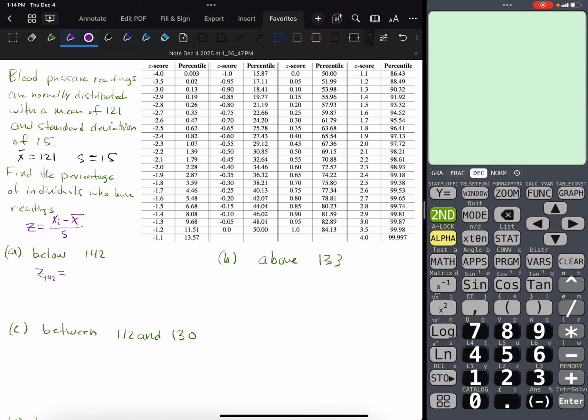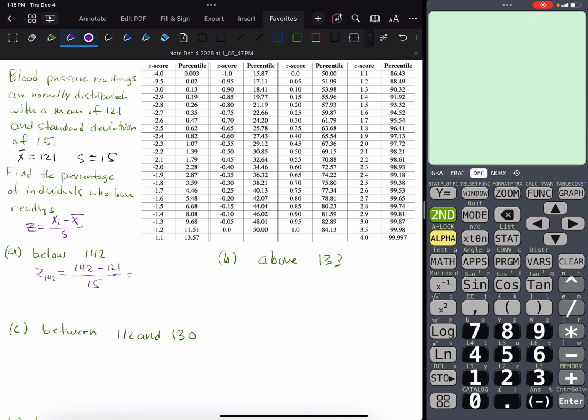I need to remove the mean because my standard normal distribution has a mean of 0 and a standard deviation of 1. And so I need to remove the mean from each value by subtracting it. And then I need to rescale the result so that the standard deviation is 1. And that's why I'm dividing by the standard deviation there. All right. So to calculate this z-score, I'm going to have 142 minus 121 divided by 15.